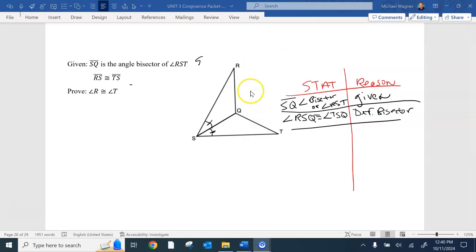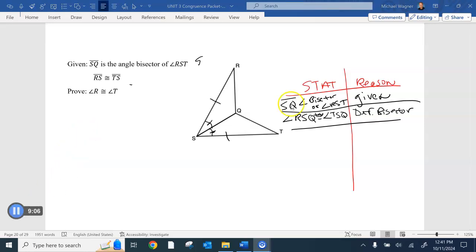So, okay, I did two things here for the first one. The actual given is they're telling us this is a bisector, SQ, right? And it bisects the angle. So that's given directly. I listed it as given. The next thing is, because we know it bisects the angle, we can then conclude that RSQ, this angle here, is congruent to the other one. So the reason would be the definition of the bisector. As it's stated, it's given. To conclude that we now have two angles that are congruent is the actual definition of the bisector.